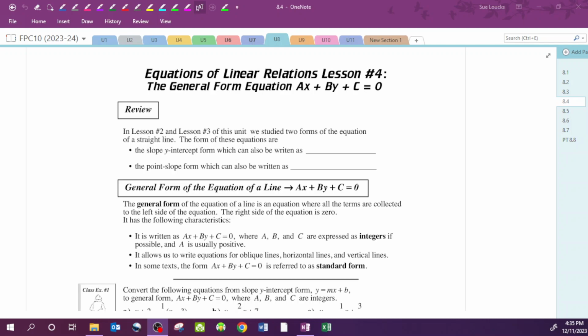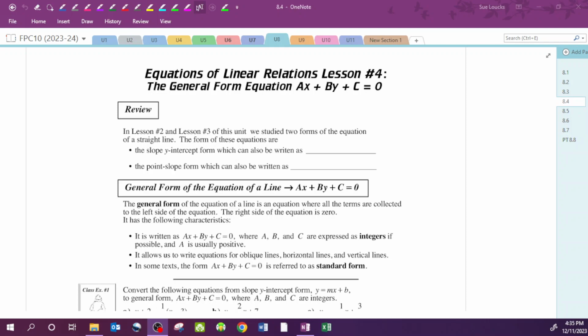Hey, this is lesson 4 of Unit 8, Foundations in Pre-Cal 10, and I'm going to try something different this time. I'm going to do this as a super quick video. I'm just going to scream through it and not do all the examples, just talk about what strategies you would use and post it. And then I will do a longer video if you want to see all the examples worked through. Let's see how that goes.